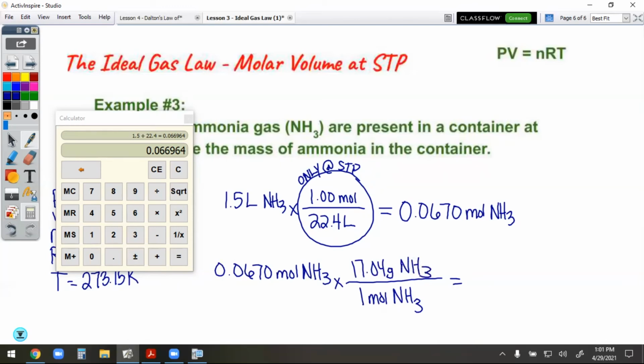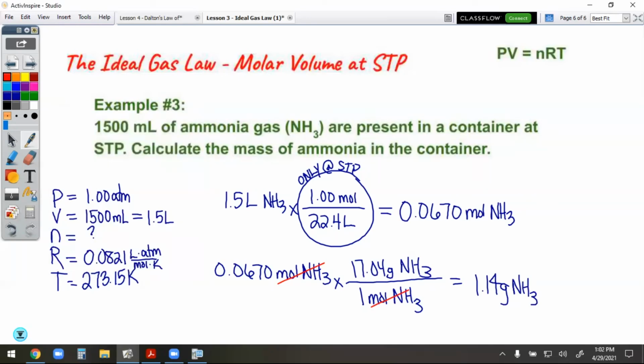So I would take my 0.0670 moles, multiply it by 17.04 grams, which is the molar mass of ammonia that you would find on the periodic table. You get an answer of 1.14 grams of NH3. Notice in this case, my unit of moles and moles drops out.